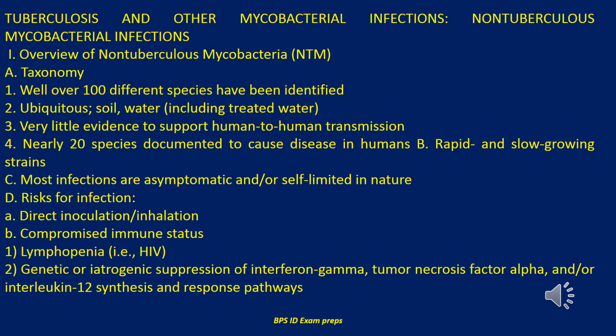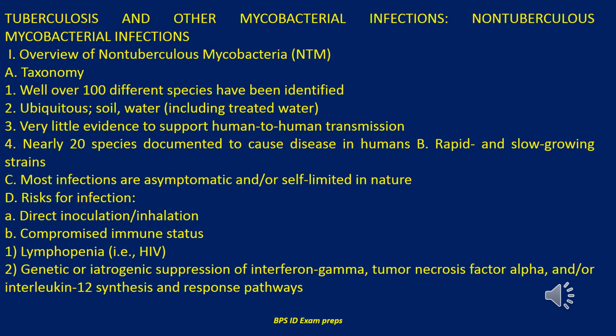1. Well over 100 different species have been identified. 2. It is ubiquitous, and occurs in soil and water, including treated water. 3. There is very little evidence to support human-to-human transmission. 4. There are nearly 20 species documented to cause disease in humans. Rapid and slow-growing strains. Most infections are asymptomatic and/or self-limited in nature.